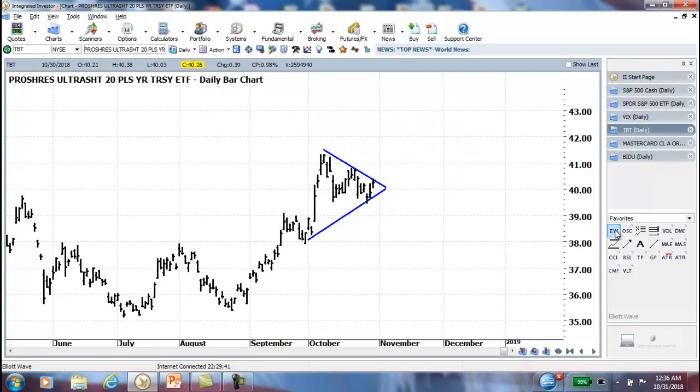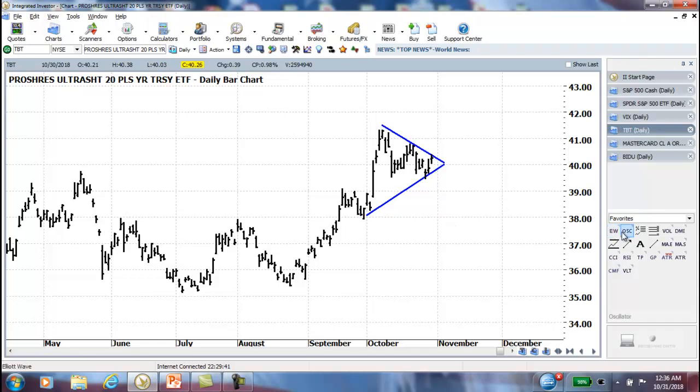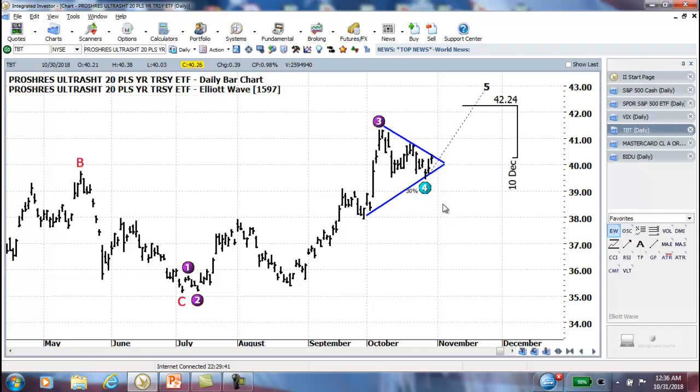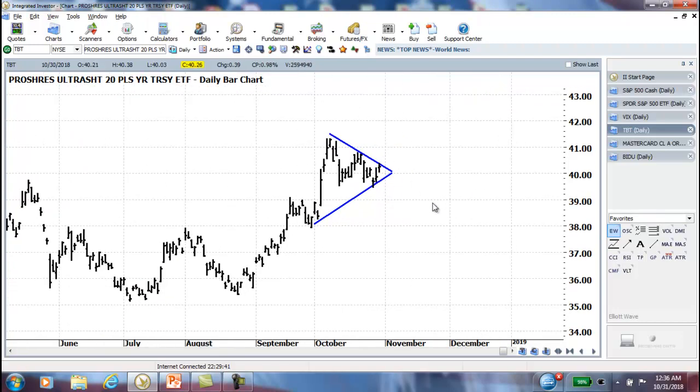When I see a triangle like this, I personally turn that off because with these triangles, the rules are it can go either direction, and if you have a well-formed triangle and you pick a direction, you're violating the triangle rules. So let's see, because as we know, if we do get a downside breakout and we violate this one here, that'll relabel anyway. So we'll just see how this plays out.